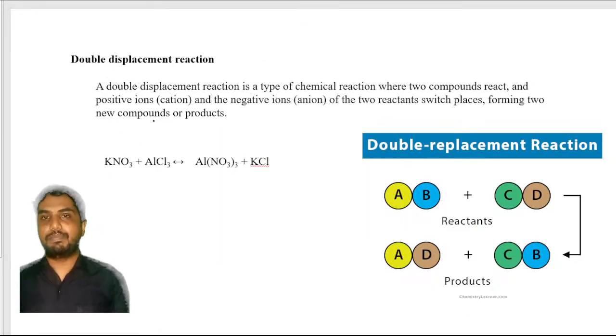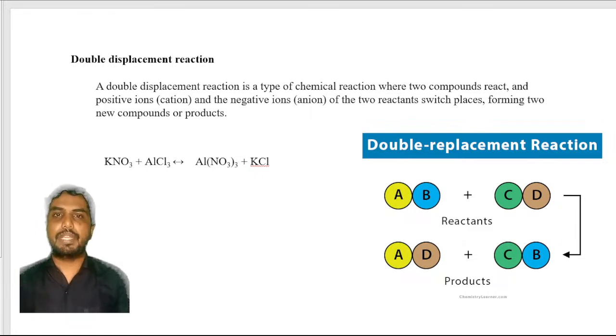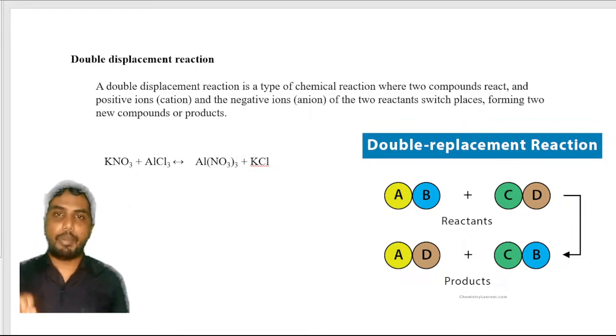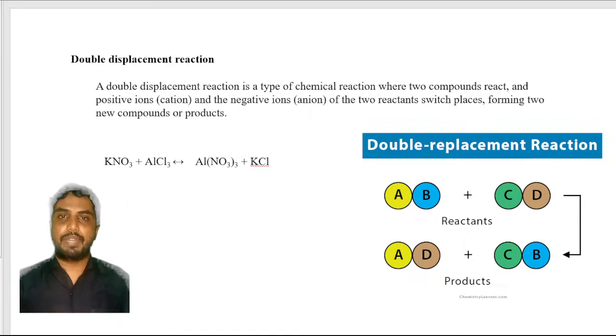The next reaction is the double displacement reaction. Before this we have seen single displacement. Now we are going to see double displacement. The name itself suggests that the reaction will be displaced by two molecules or two ionic components, so ion components especially. Till now we have seen combination reaction, decomposition reaction, and single displacement reaction. Now we are seeing the double displacement reaction.